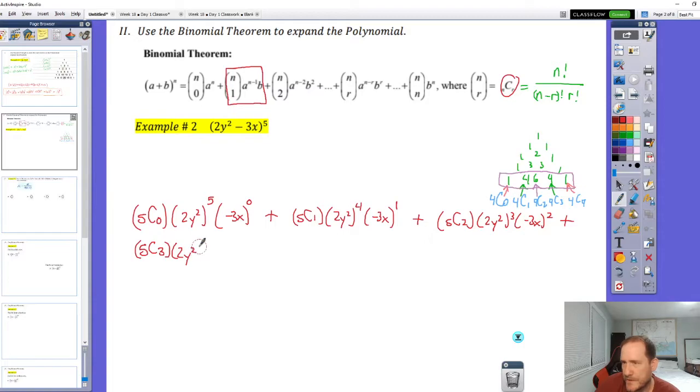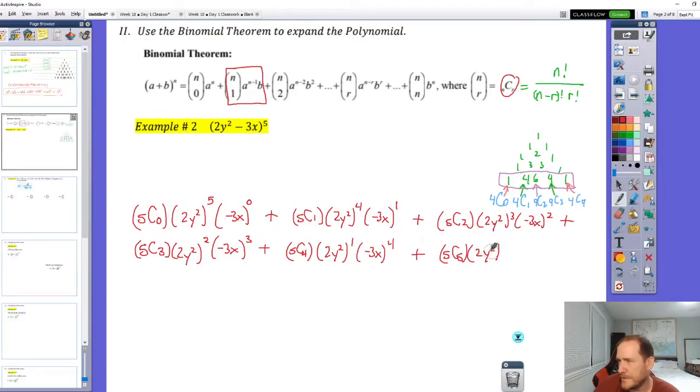2y squared. We were on 3, so that's dropping down to 2. Negative 3x, we were on 2, that's coming up to 3. 5 choose 4, yeah, these are coming up, the r's are coming up. 2y squared, that was on 2, it's coming down to 1. Negative 3x must be on 4. And then finally we get 5 choose 5. 2y squared, the 1 comes down to 0, the negative 3x has finally come all the way up to 5. So there's all 6 of our terms.